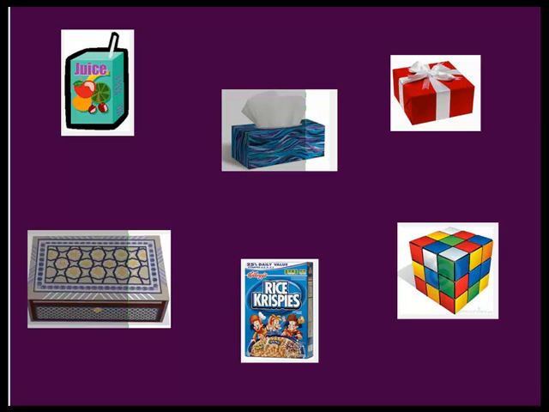Here are some more examples of three-dimensional rectangular prisms that you see in everyday life. Juice boxes, Kleenex boxes, presents. Looks like a jewelry box of some sort. Your cereal boxes are three-dimensional rectangular prisms, and even a Rubik's Cube is a rectangular prism. A cube is just a very specific type of rectangular prism, but it still falls in the same family.